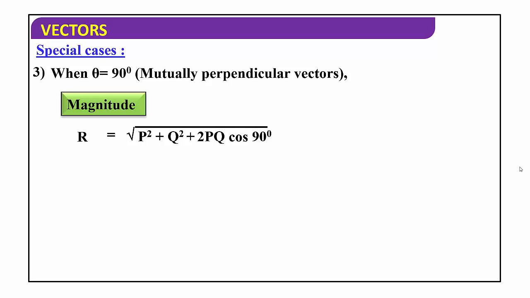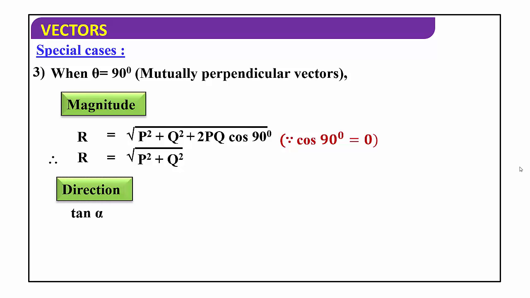Theta is 90 degree. Substitute here. Cos 90 is equal to 0. So 0 into 2PQ is 0. So we will get R equal to square root of P square plus Q square, because cos 90 is 0. So we got magnitude R equal to square root of P square plus Q square.